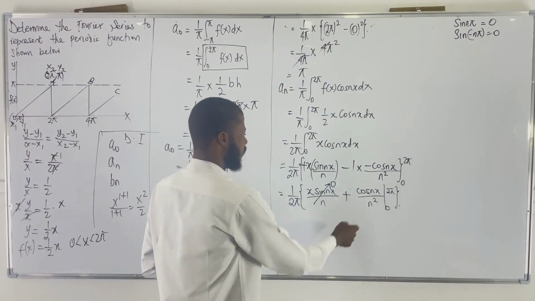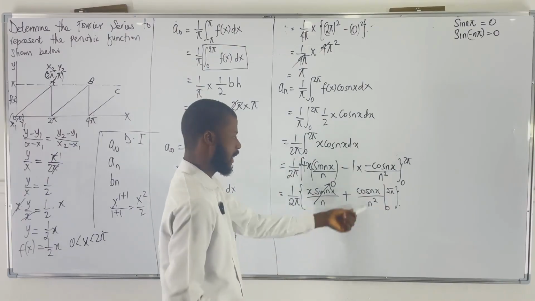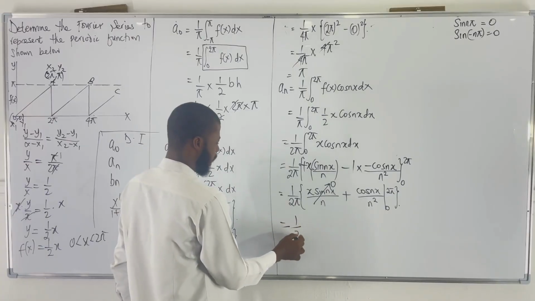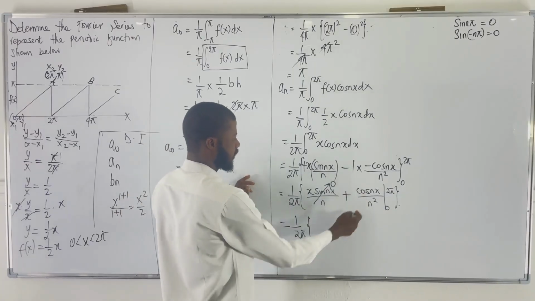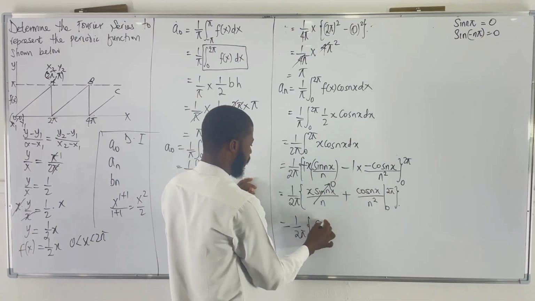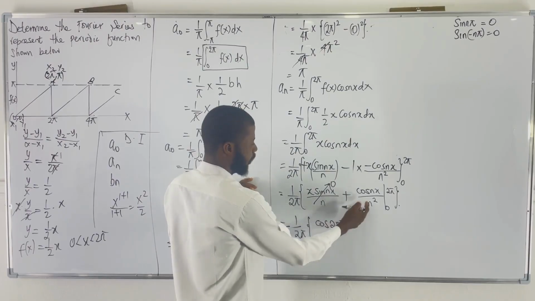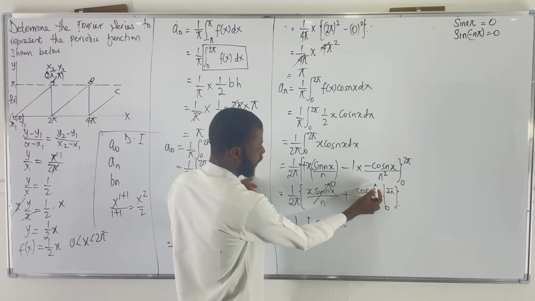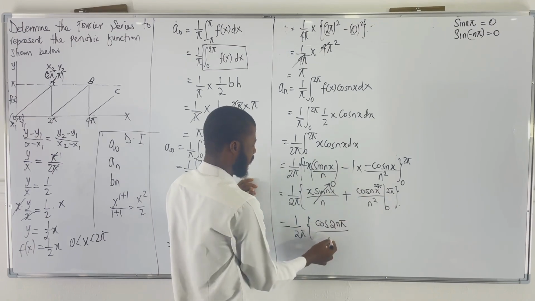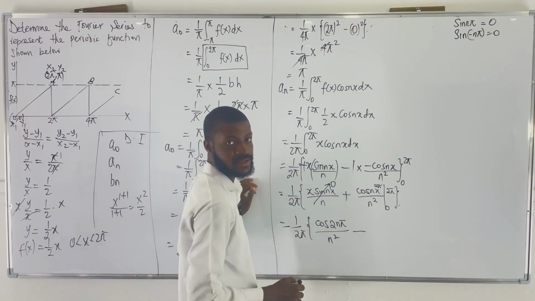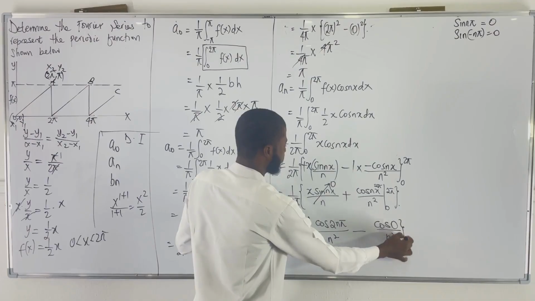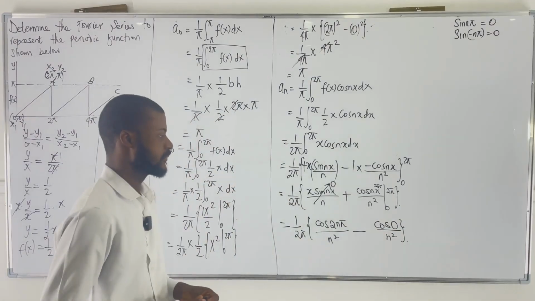Now this next one, let us put this in because we have to be sure about this, even though I feel that's going to be 0 anyway. So this is 1 over 2 pi, and let's put in this. We're going to have cos 2n pi, because anywhere I see x, I'm going to put 2 pi. So n times 2 pi is 2n pi, then divided by n squared, minus, for the lower limit, cosine of 0 over n squared.